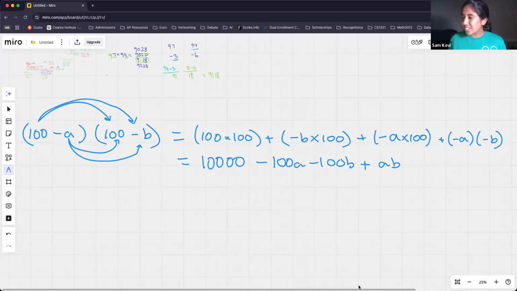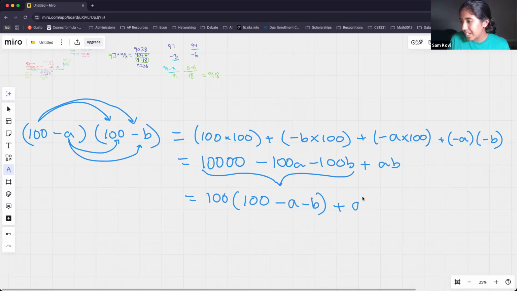Good. So what we can do is group these two terms to get 100 times 100 minus a minus b plus ab. So if you think about it, this 100, oh, I wrote 100,000. I meant to say 10,000.